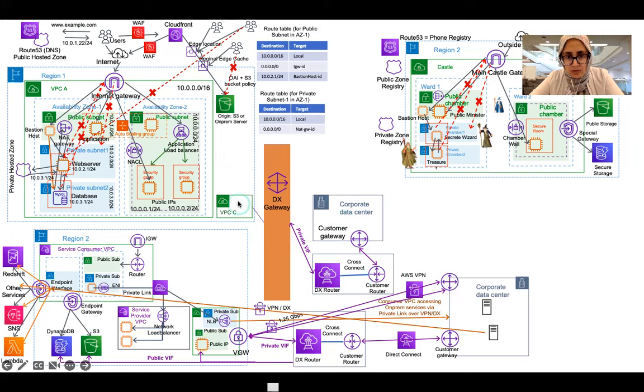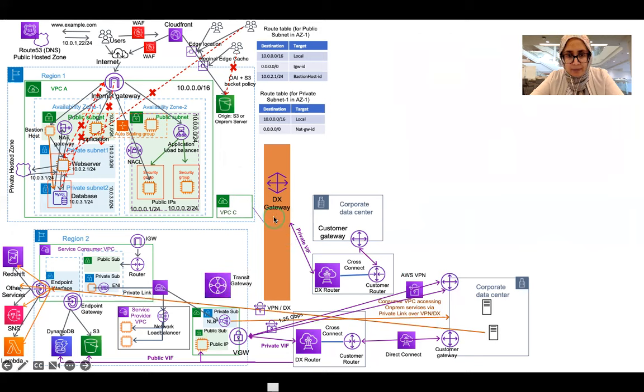Okay, so I think you did get the point. A private VIF in the same region, direct connect location, and then VPC in the same region, private VIF does work. But if it's a different region, then private VIF will only work if you're adding a direct connect gateway in there. So now I added the concept of a transit gateway.